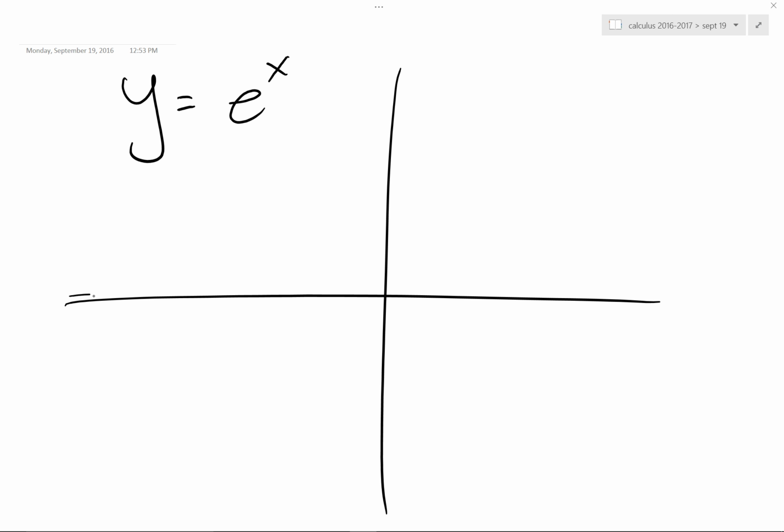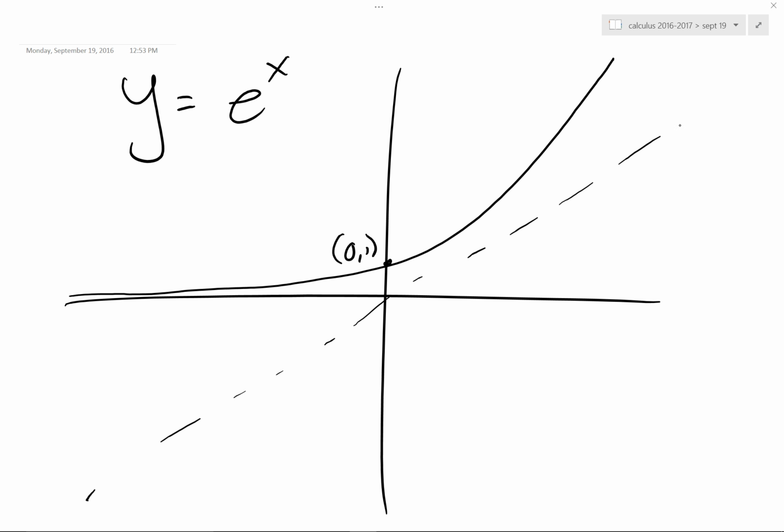So e to the x looks like this, whoosh, like so, yes? Crosses through here at 0, 1, obviously, right? If I were to sketch its inverse, it would look like this. Like that, ish. And where does it cross right here? 1, 0. Better be 1, 0.